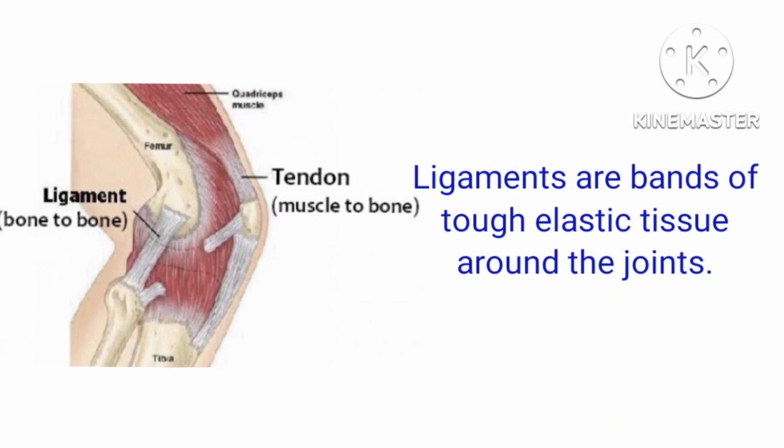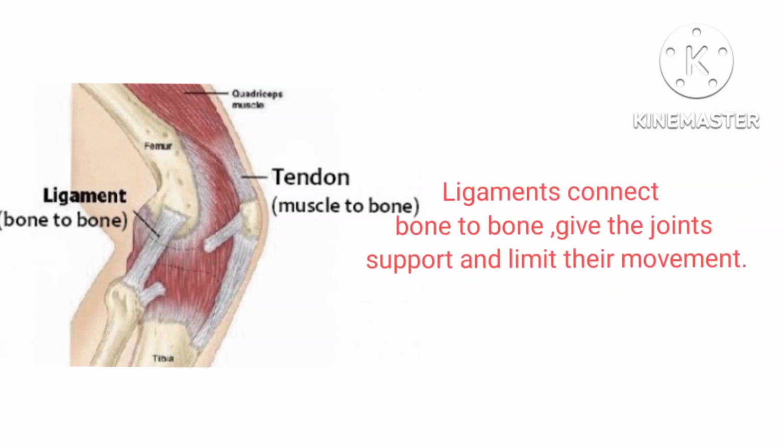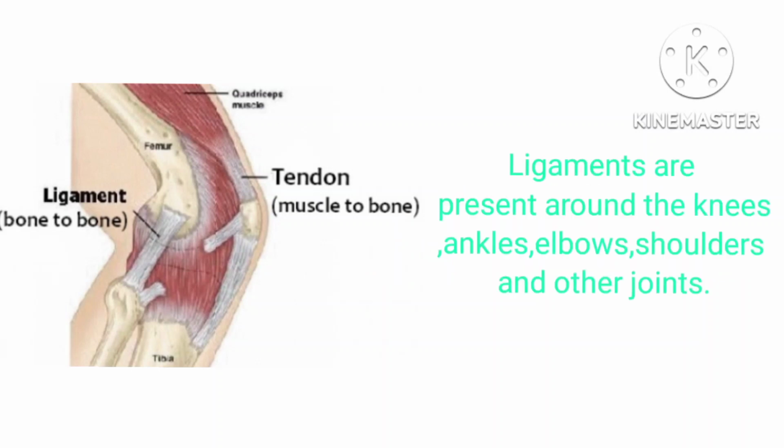Ligaments are bands of tough elastic tissue around the joints. Ligaments connect bone to bone, give the joint support, and limit their movement. Ligaments are present around the knees, ankles, elbows, shoulders, and other joints.